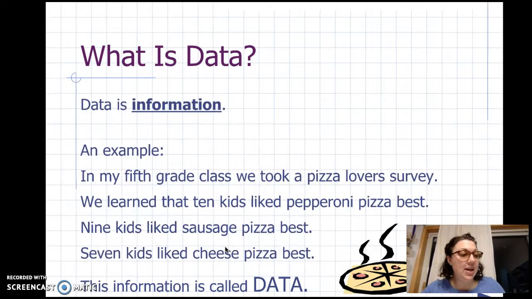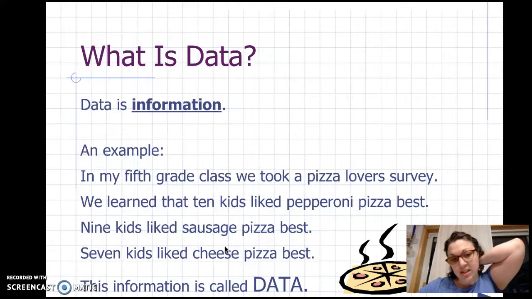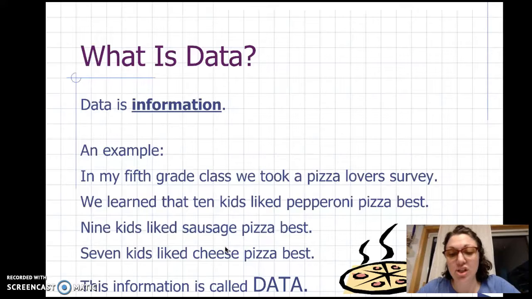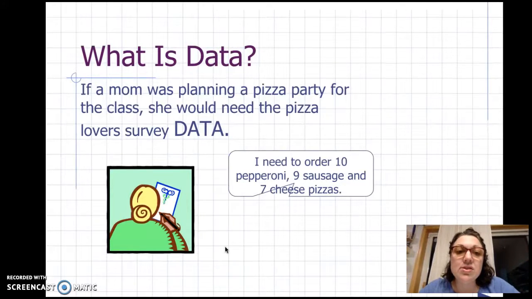On a graph is data, and data is information. An example is my 5th grade class, we took a pizza lover survey. We learned that 10 kids like pepperoni pizza best, 9 kids like sausage pizza best, and 7 kids like cheese pizza best. This information is called data. So it's the numbers: 10 pepperoni, 9 sausage, 7 cheese. So if a mom was planning a pizza party for the class, she would need the pizza lover survey data, and so she knows how much to order.